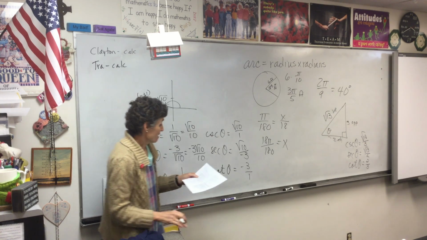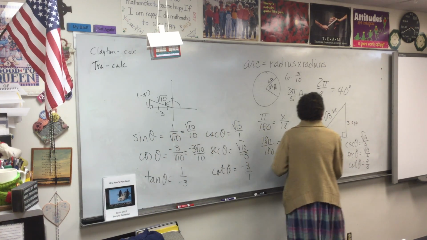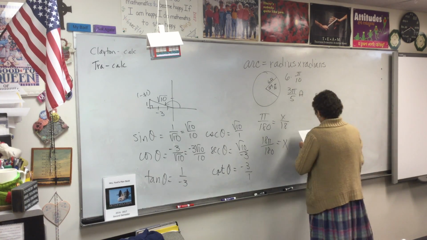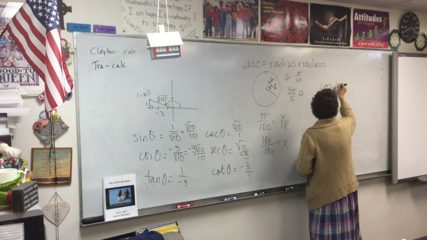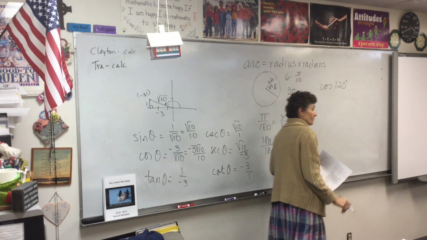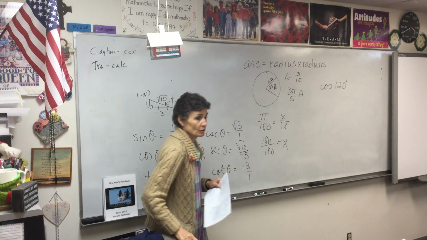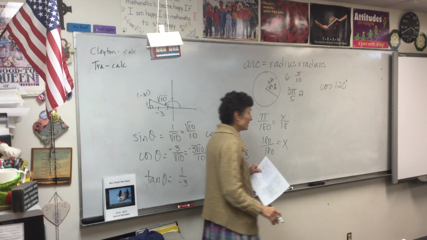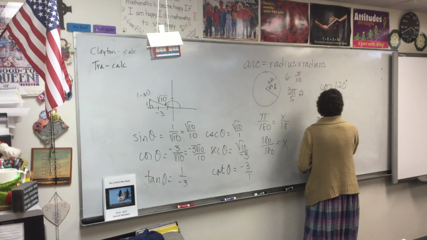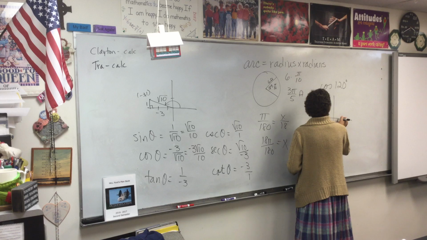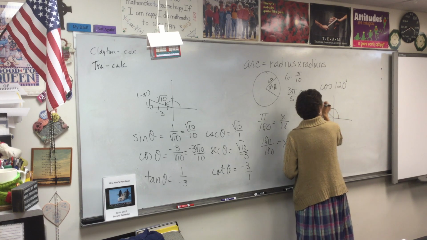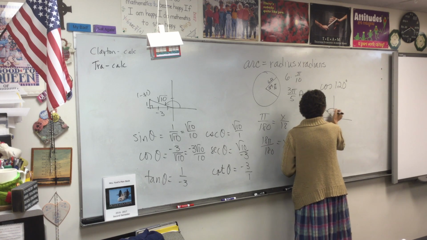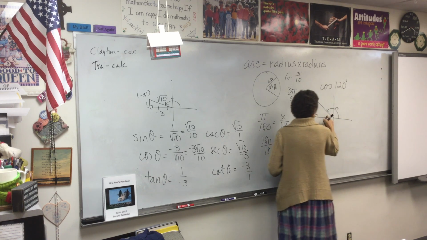Let's see what comes next. Find the exact value. That means don't just type it into the calculator. Find the exact value of the cosine of 120 degrees. So, how do we start that? Draw a picture of it. 120 degrees is over here. Drop it. Then we got to do, this is the key, you got to find that angle right there.